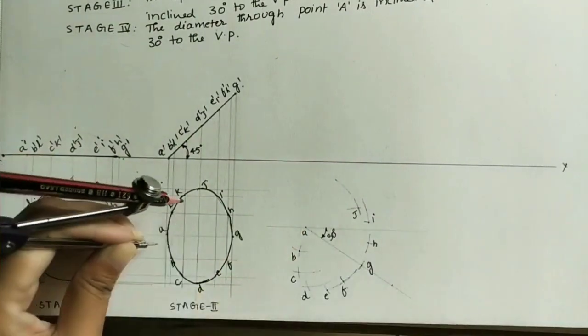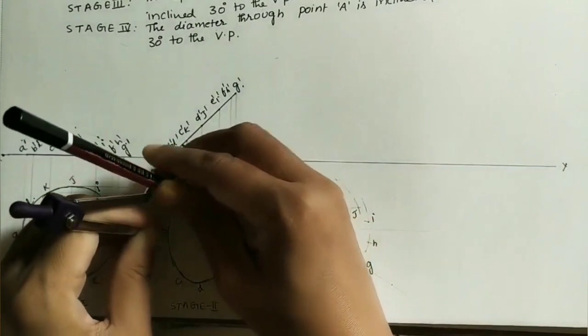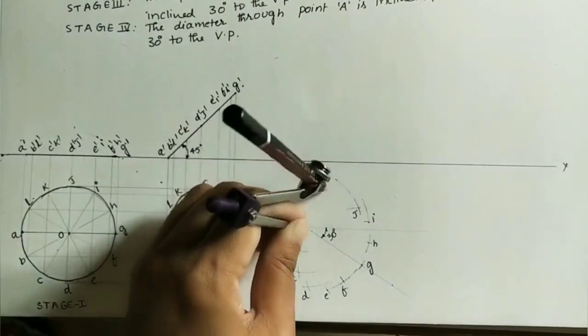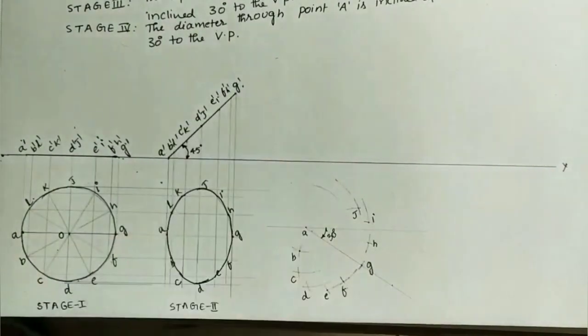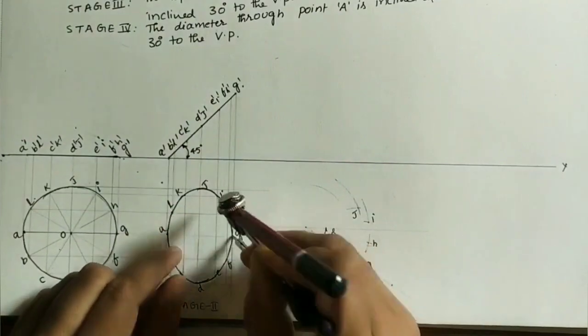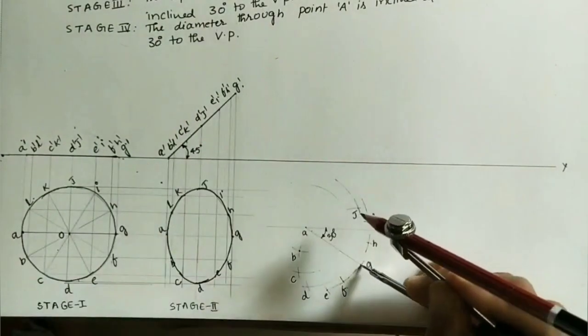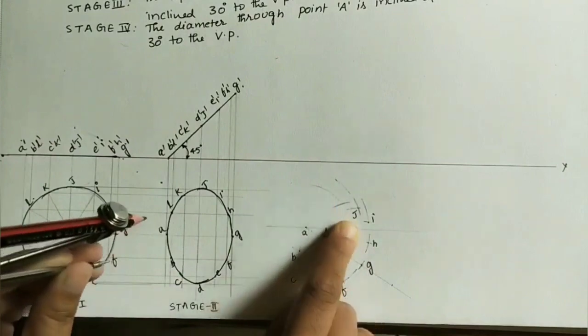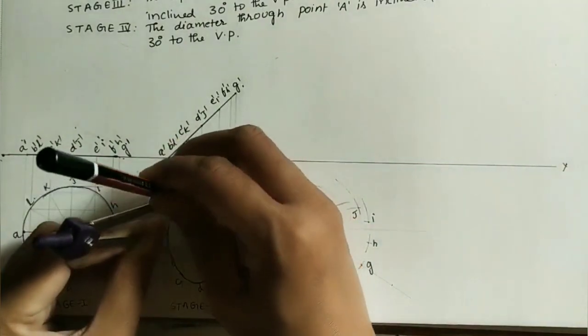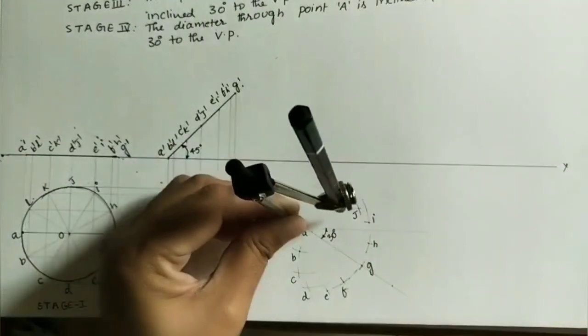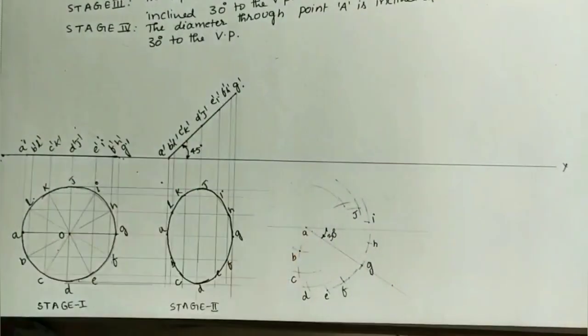Next K. Take AK length. Do an arc here on this side. Next GK length. G as center. Cut this arc. Extend this arc here, AK length. This point is K point.